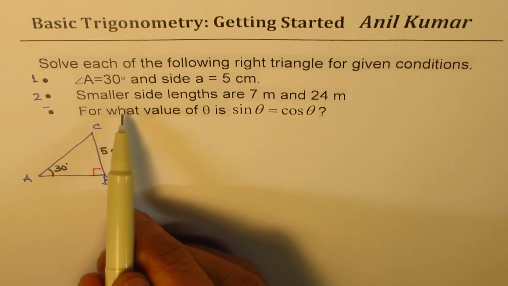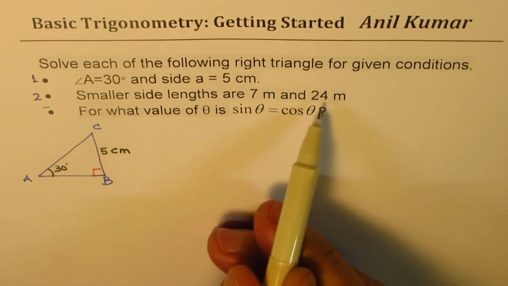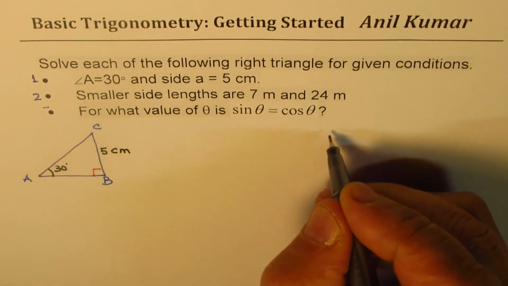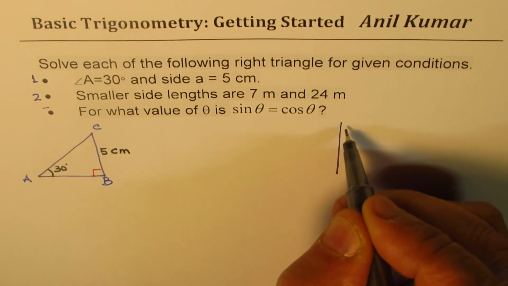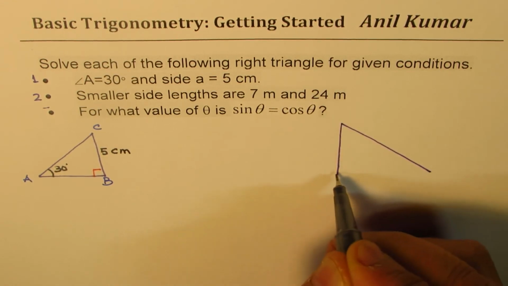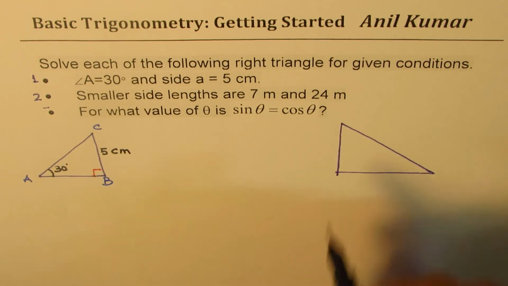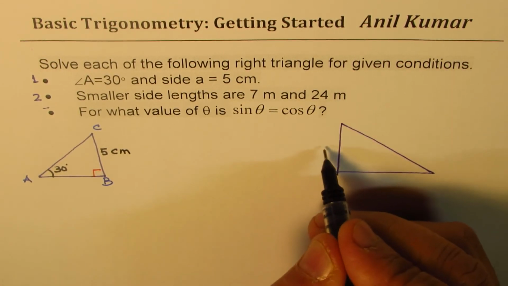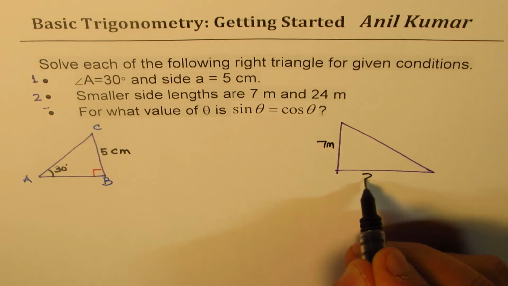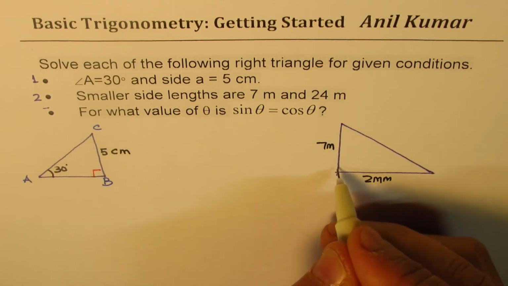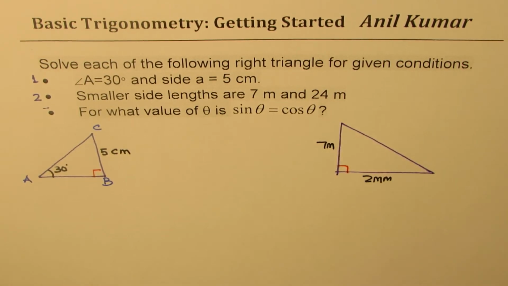The second one is, smaller side lengths are 7 meters and 24 meters. Okay, so let me make another triangle and then we'll solve that one also. Let me draw it this side. Okay. So the sides given to us are 7 and 24, let's say 7 meters and 24 meters. We need to solve this triangle. Okay. You can actually pause the video, answer this particular question, and then look into my suggestions.